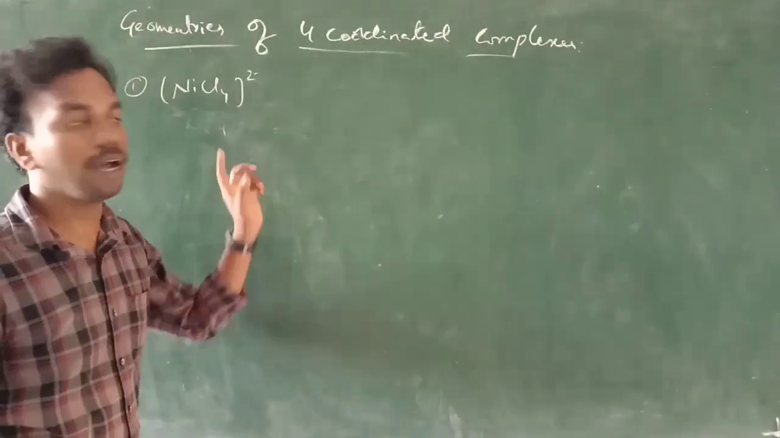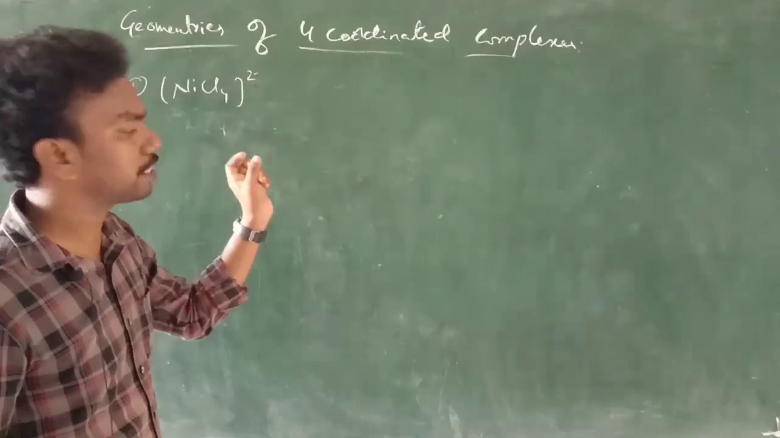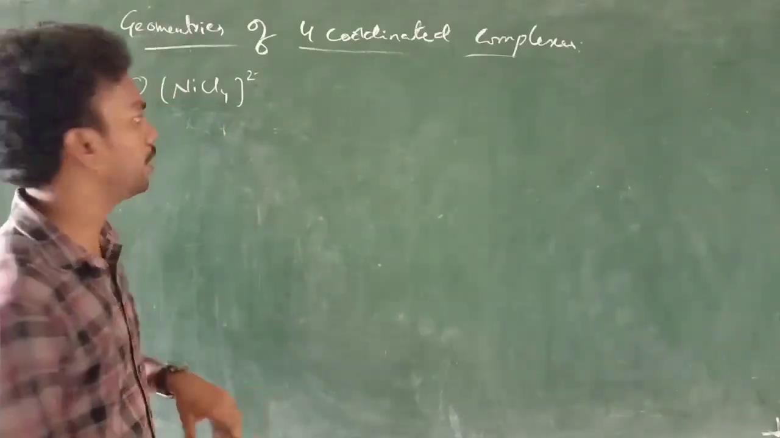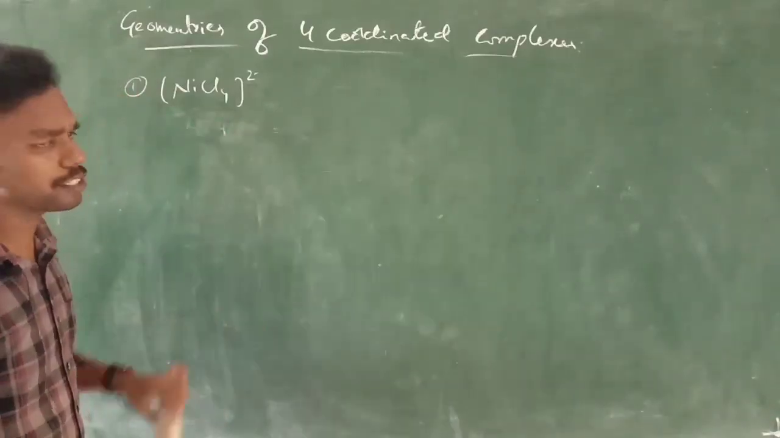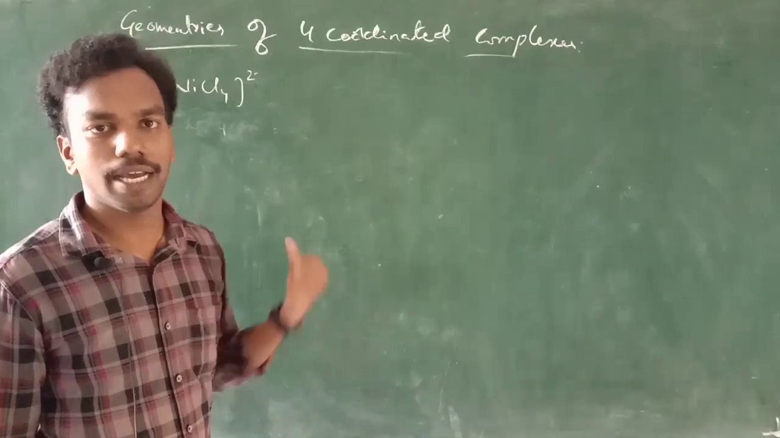Tetrachloronickelate(II) ion, because it has a charge over the complex, so we just mention ion. Now, for this complex we have to determine the hybridization, magnetic properties, and the structure.